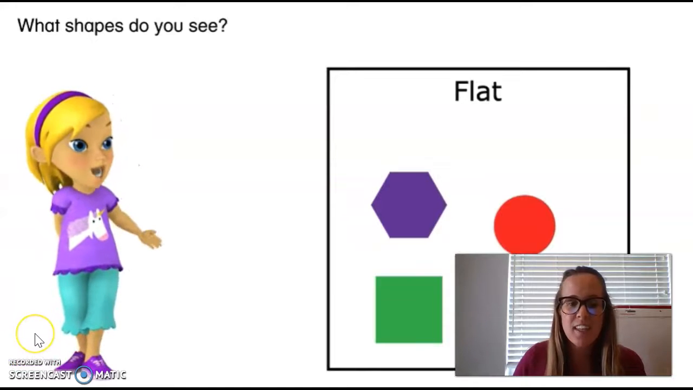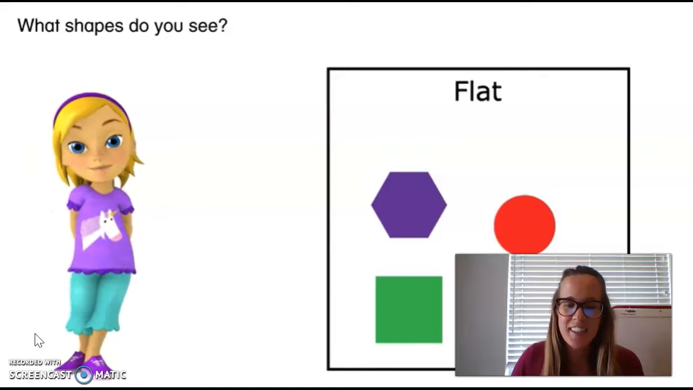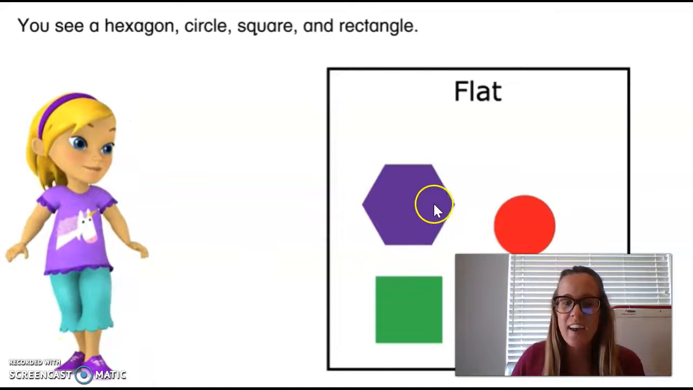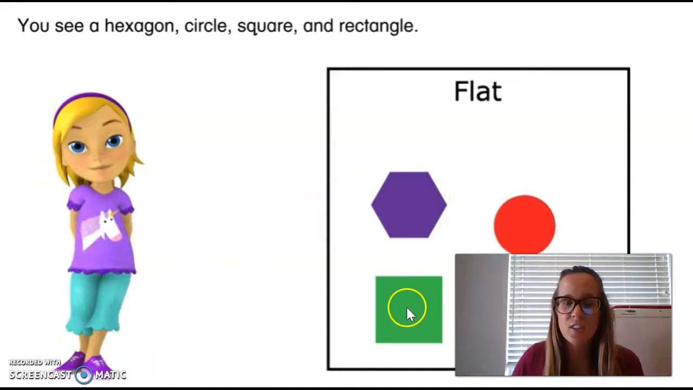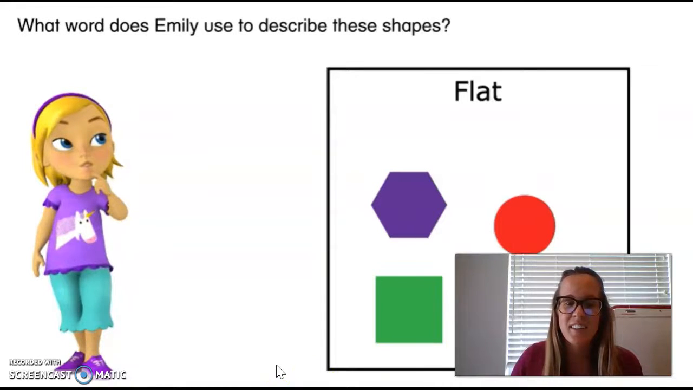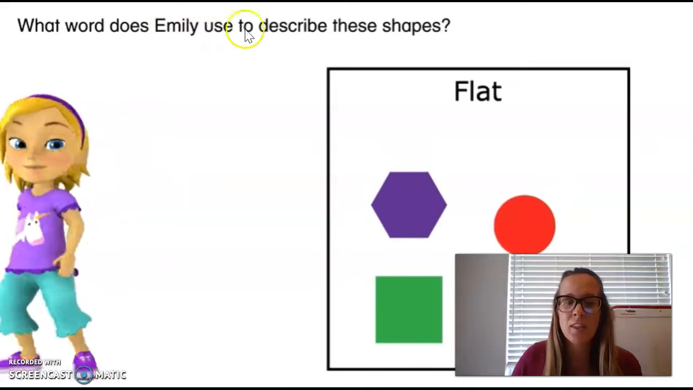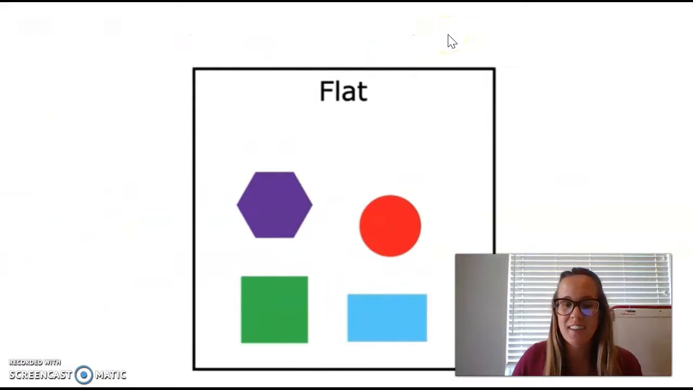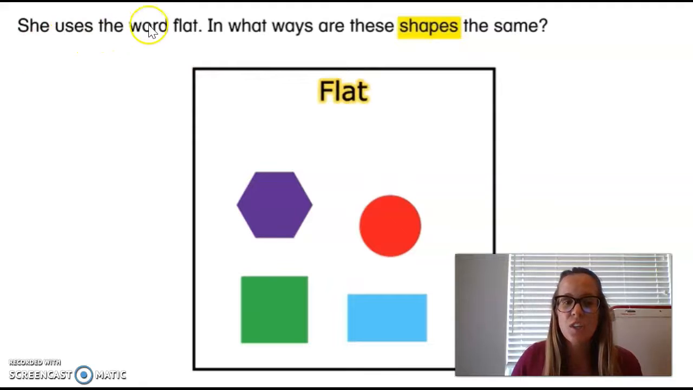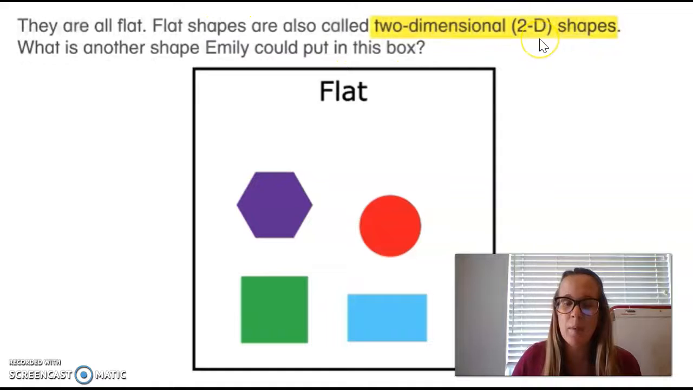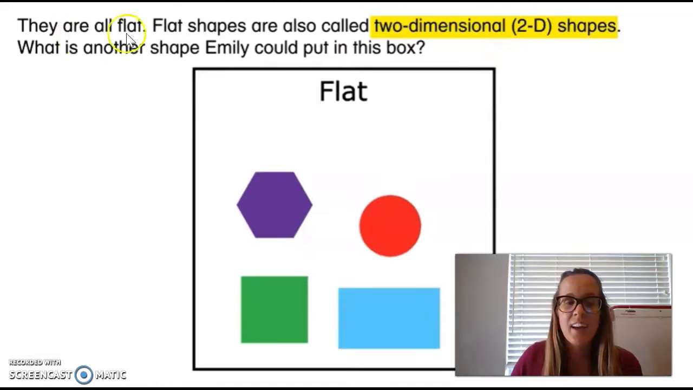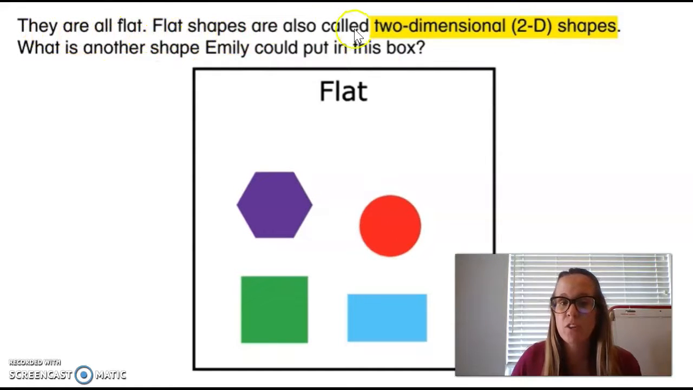What shapes do you see? You see a hexagon, a circle, a square, and a rectangle. What word does Emily use to describe these shapes? She uses the word flat. In what ways are these shapes the same? They are all flat. Flat shapes are also called two-dimensional 2D shapes.